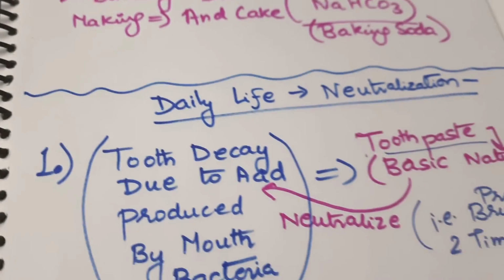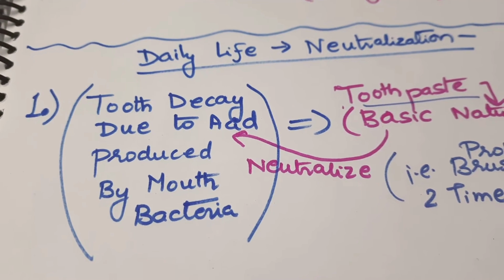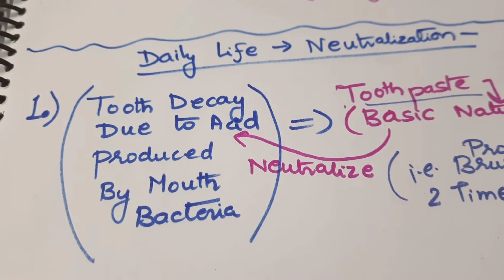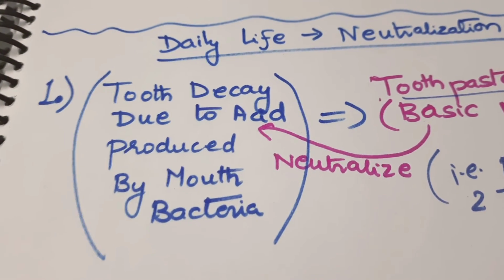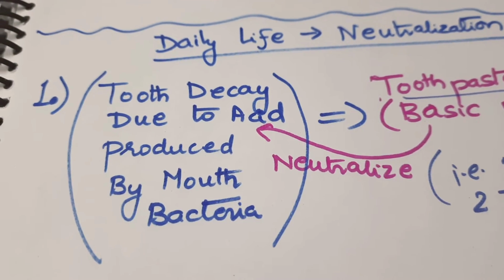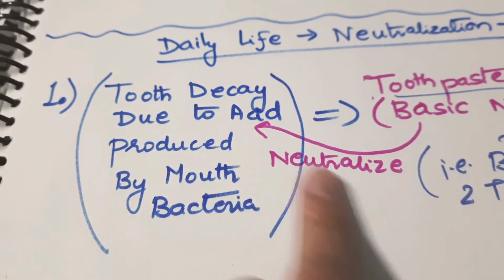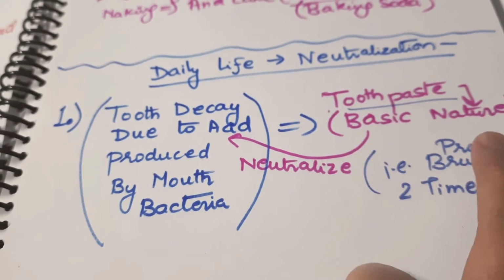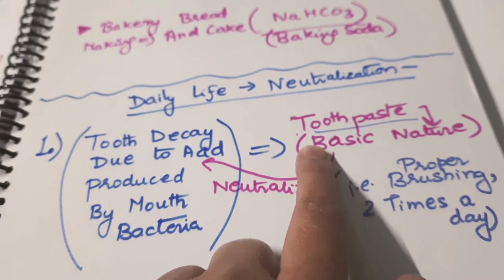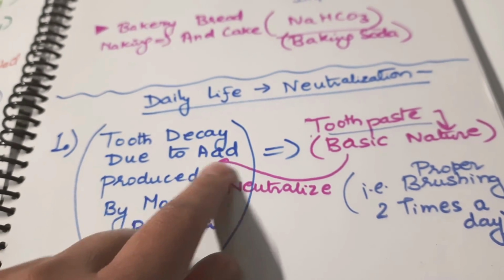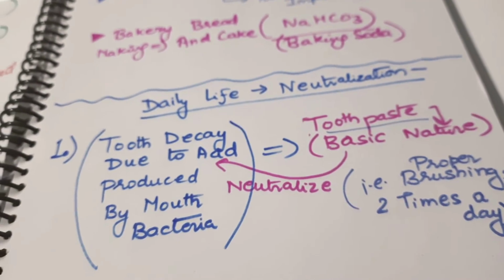There are also some daily life neutralization reactions. Number one is tooth decay. Tooth decay is due to acidic substances produced by mouth bacteria. When we do not brush properly, the bacteria attack the tooth and food particles are converted into acid. To neutralize this acid, we should use toothpaste with a toothbrush. Toothpaste is basic in nature and neutralizes the acid produced by bacteria in the mouth. So we have to brush properly two times a day.